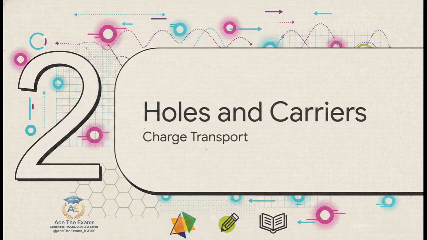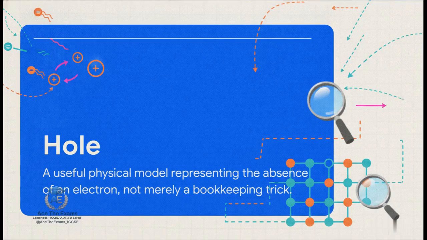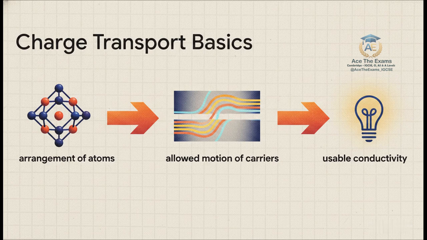Moving right along to Section 2. Holes and carriers. Let's get into the core physics of charge transport. Look, we literally cannot talk about solid-state materials without mastering specific vocabulary. The most absolutely crucial point here is understanding what a hole actually is. It's a highly useful physical model representing the absence of an electron. Let me repeat that. It is not merely a bookkeeping trick or some neat mathematical convenience. In a lot of electronic materials, the concept of a hole is just as important as the motion of the electrons themselves. If you don't explicitly state this dual nature of charge carriers in your exam, you are simply not getting the mark.